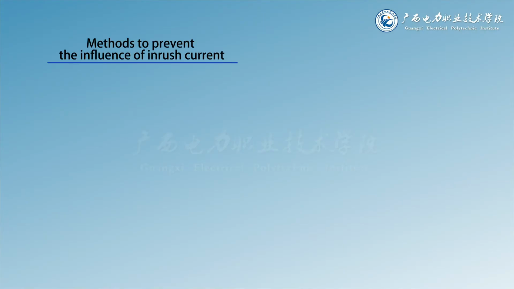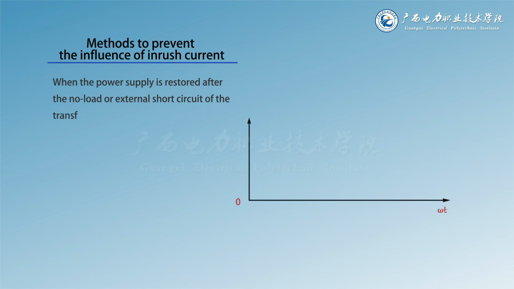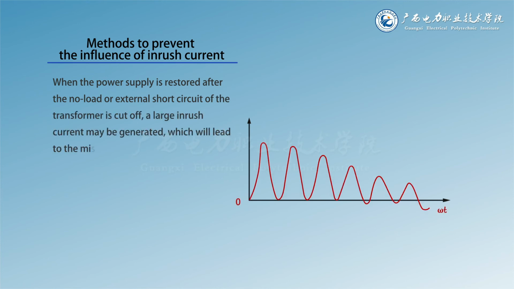Methods to prevent the influence of inrush current. When the power supply is restored after the no-load or external short circuit of the transformer is cut off, a large inrush current may be generated, which will lead to the misoperation of the longitudinal differential protection.